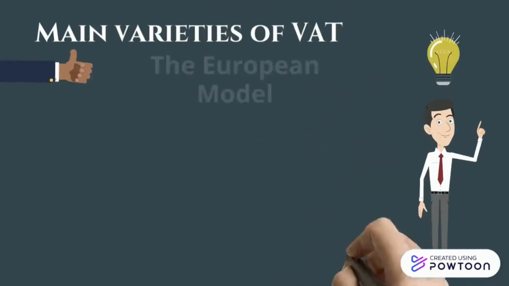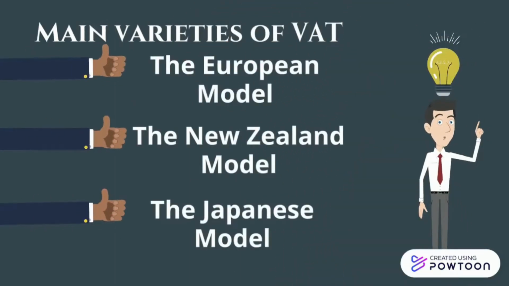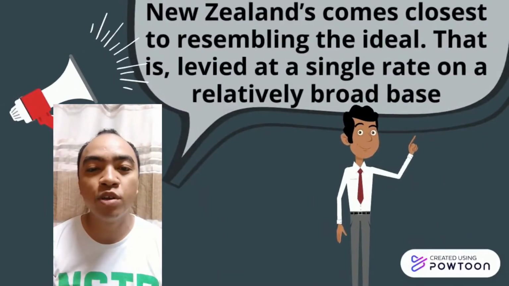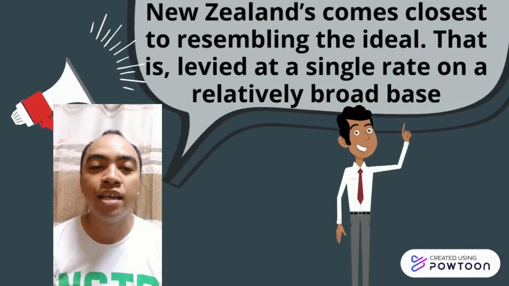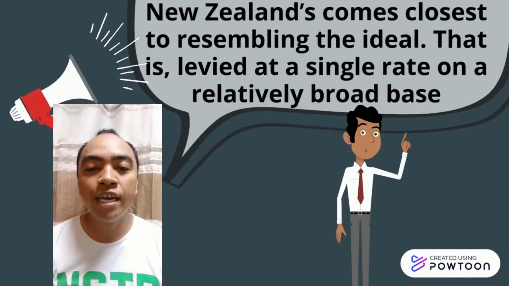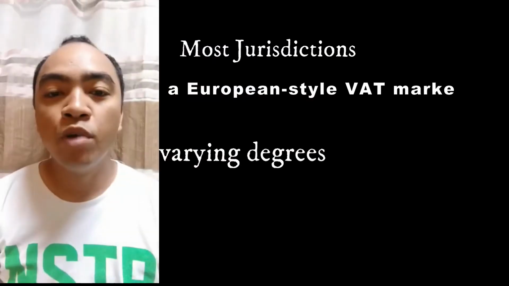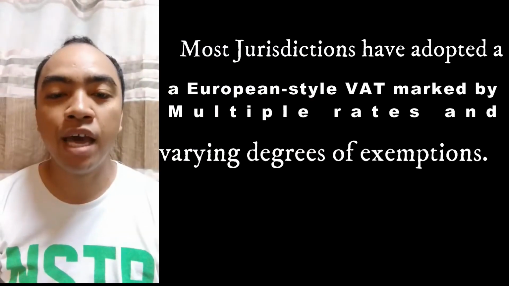As a continuation, we can speak of three main varieties of VAT: the European model, the New Zealand model, and the Japanese model. New Zealand comes closest to resembling the ideal, that is, levied at a single rate on a relatively broad base. Most jurisdictions have adopted a European-style VAT marked by multiple rates and varying degrees of exemptions.